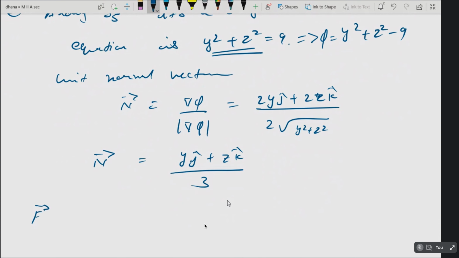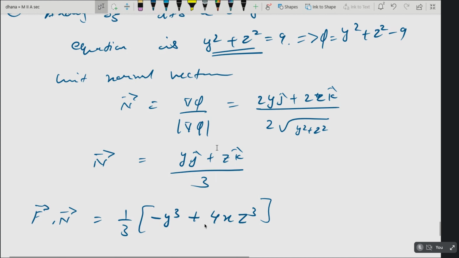Okay. So now f bar dot n bar. When you calculate f bar dot n bar, there is no i cap here, so the first part you will not have. 1 by 3 I will already write here. With j dot j, what is f bar with j? It is y square. Minus 5, so already a y, so minus y cube you will get. With k you have 4x z square, so plus 4x, z you have already, z square you have, so z cube you will get. So this is your f bar dot n bar.